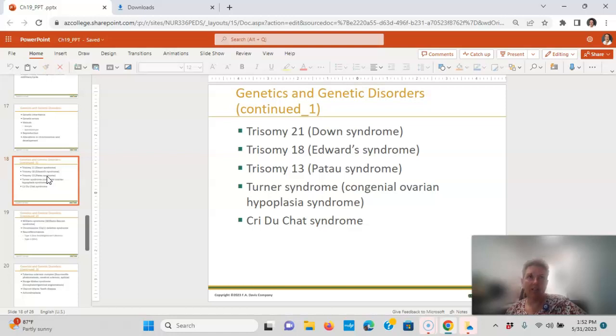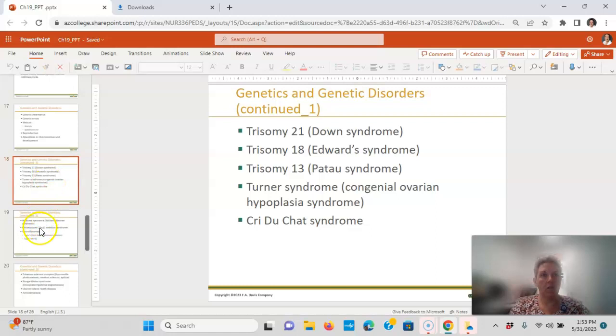And then cri du chat syndrome, if you look at that and you're like, cry of the cat, that would be good. Cat cry syndrome is deletion of a portion of chromosome 5. So they have a distinct high-pitched cat-like cry and IUGR, intrauterine growth restriction. So profound microcephaly, you can see the pictures in the book. Lung dysplasia, heart. So severe CNS, developmental progress, high risk for depression, family support.